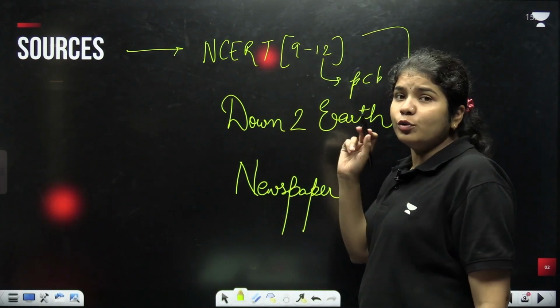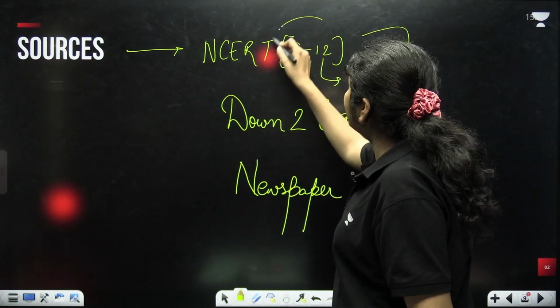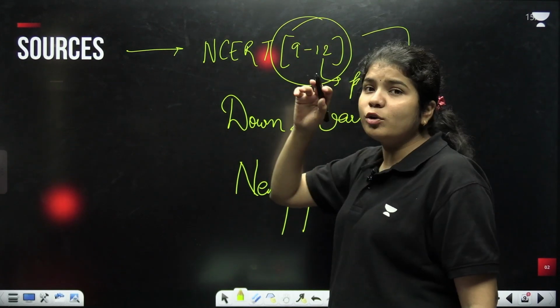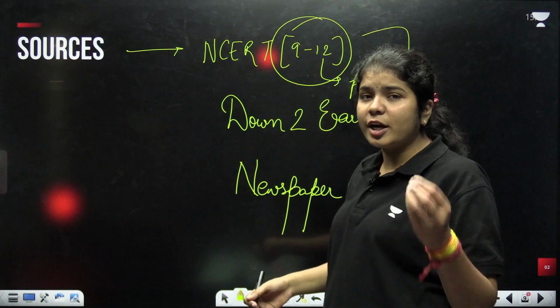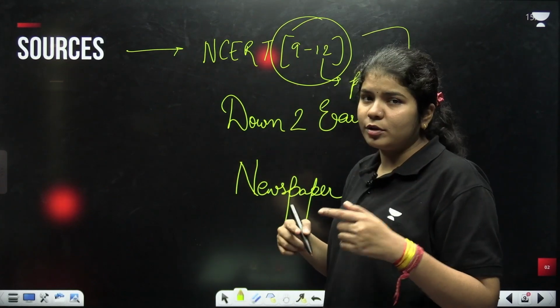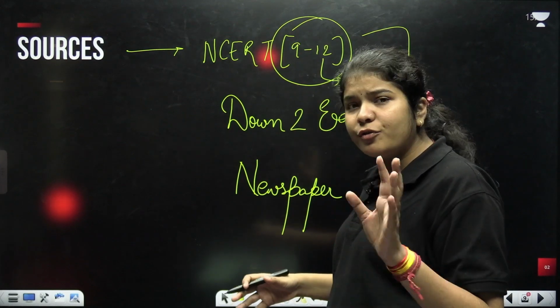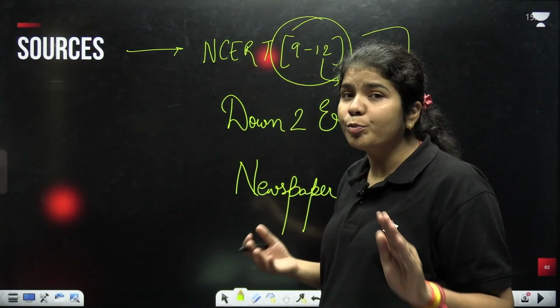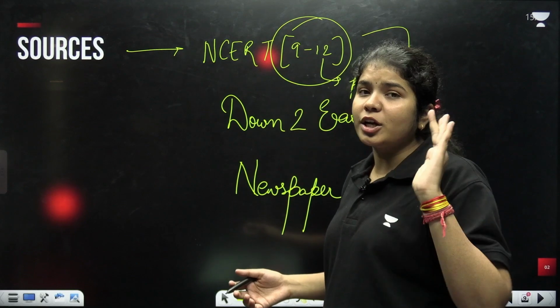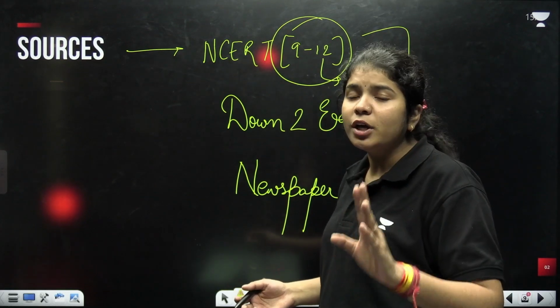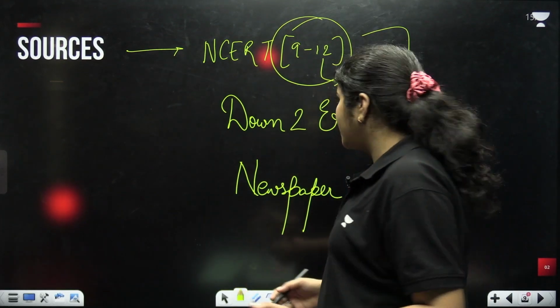I also want to point out that for anyone who's facing problem here, they can go back to the basics of 6 to 8 because there are terms that overlap. There are terms that are more simply explained in those books. So if you are finding it difficult, it's not a problem. There is nothing to be ashamed of. There is nothing to worry about. You can always go back to the basics.